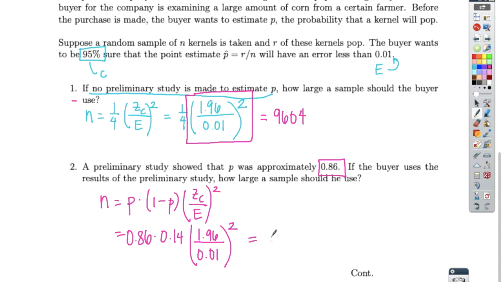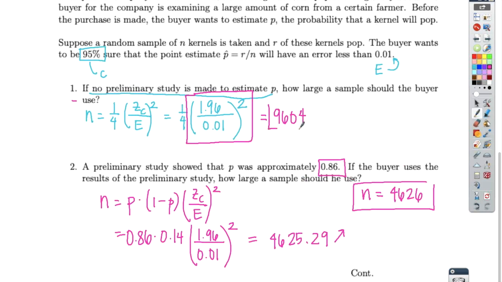The decimal that I find is 4,625.29. But of course, that's not a realistic number of popcorn kernels, right? Like I can't take 0.29 of a popcorn kernel. And because I want to be as conservative as possible, I'm always going to increase this to the next highest whole number. So my sample size is actually going to be 4,626 popcorn kernels. And again, as I said, much smaller than this first question where we had no preliminary estimate. If you don't have a preliminary estimate, your sample size is going to be pretty big.